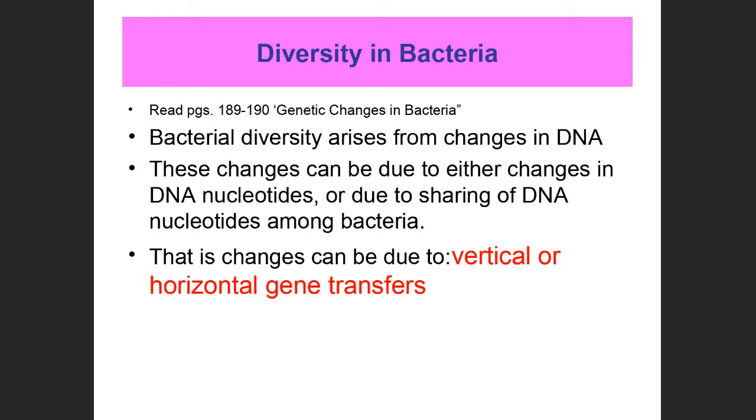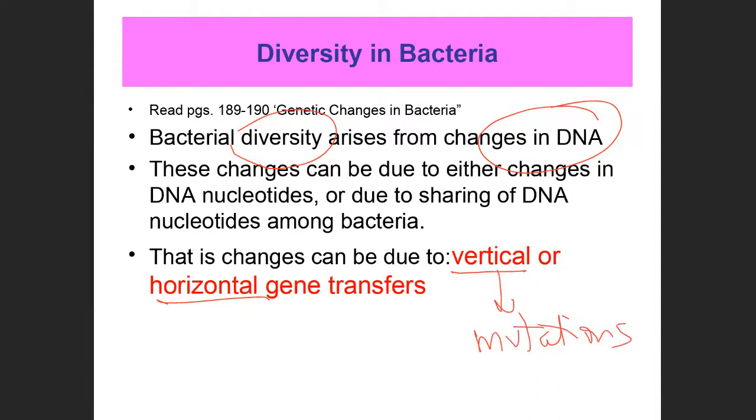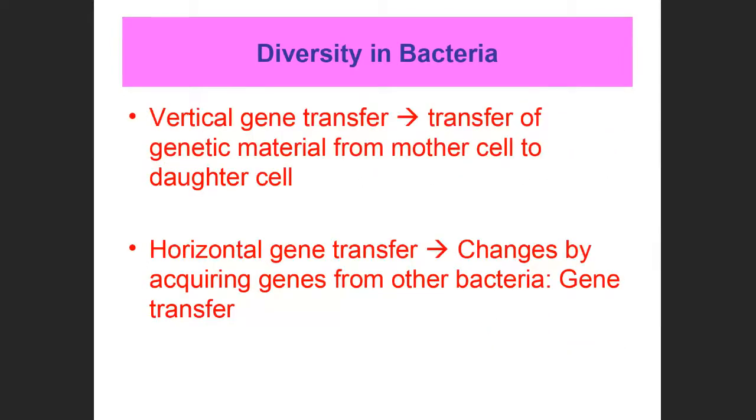This diversity arises from changes in DNA. There are two mechanisms that change DNA: vertical gene transfer or horizontal gene transfer. Vertical is easy. These are mutations. Vertical gene transfers are the ones that are made and transferred from mother cell to daughter cell. Horizontal involves three mechanisms that we're going to talk about. So vertical gene transfer is the transfer of modified genetic material from mother to daughter cell. Horizontal is when two bacteria that are completely unrelated to each other transfer genetic material to each other.